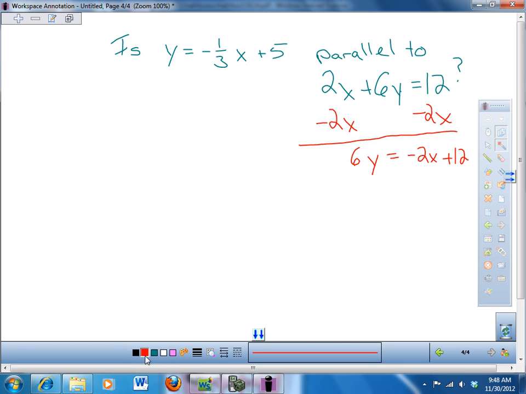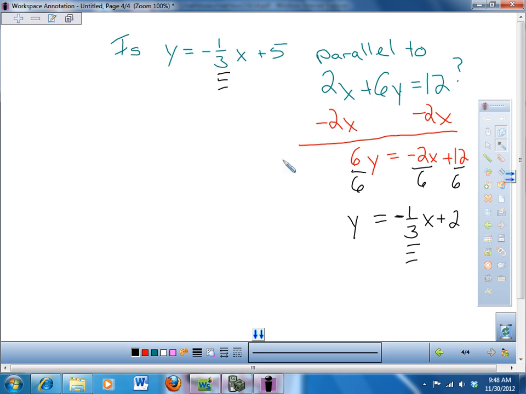So I'm going to divide by 6. I'm going to divide that by 6, and I'm going to divide that by 6. 6 divided by 6 gives you y equals, what's minus 2 divided by 6? Negative 3. So I have a negative 1 on top and a 3 on the bottom, x, and what's 12 divided by 6? 2. Do these things have the same slopes? Yes, okay? Because this slope is the same as this slope, the lines are parallel.